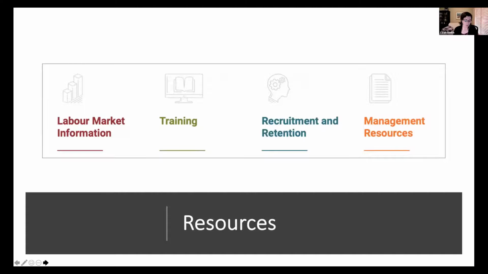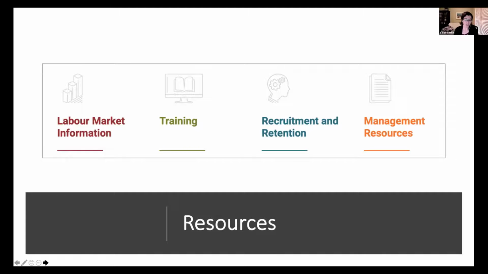Buildforce offers a variety of resources to the industry, including labor market information. The LMI information that they provide includes timely forecast data on residential and non-residential construction investment activity and labor supply and demand at national, provincial, and regional levels. And they have a team of economists and consultants with industry experts to develop and fine-tune their models and their summaries, their forecasts. They also provide training.